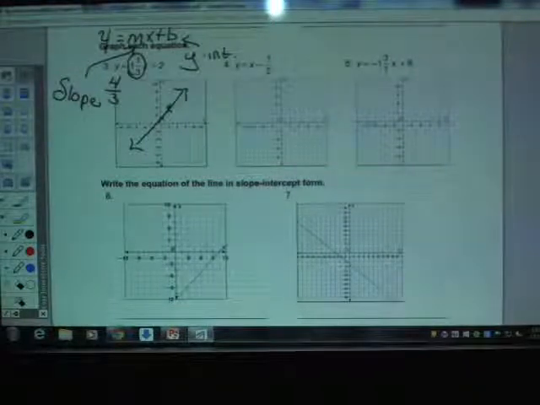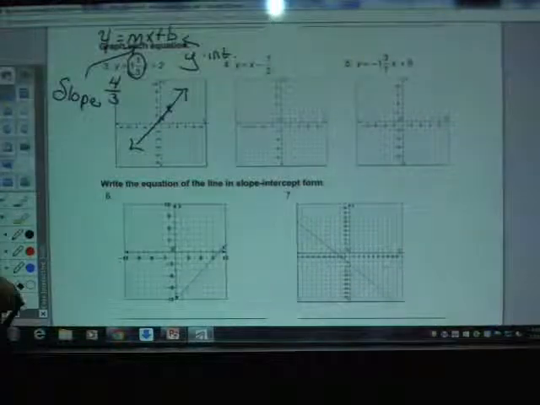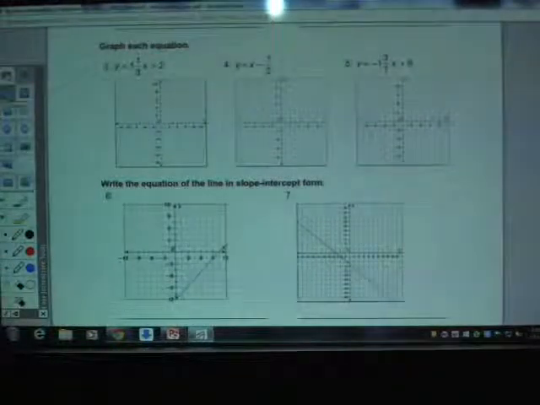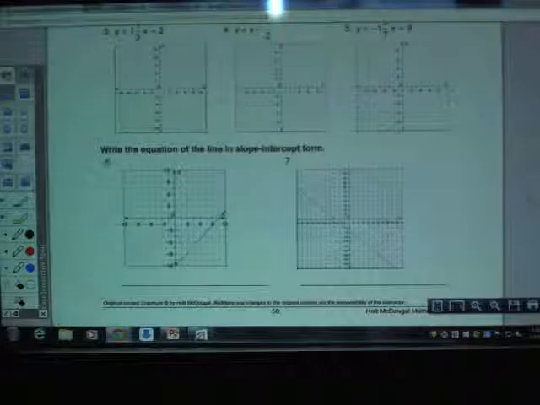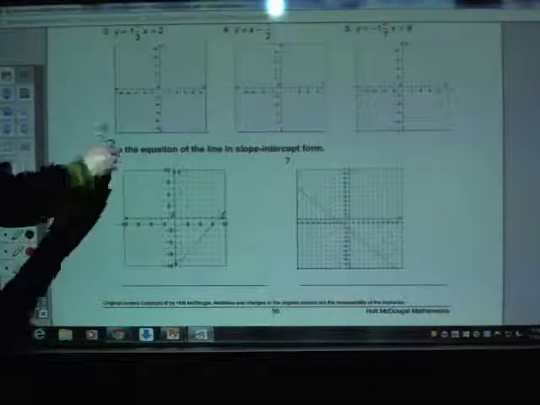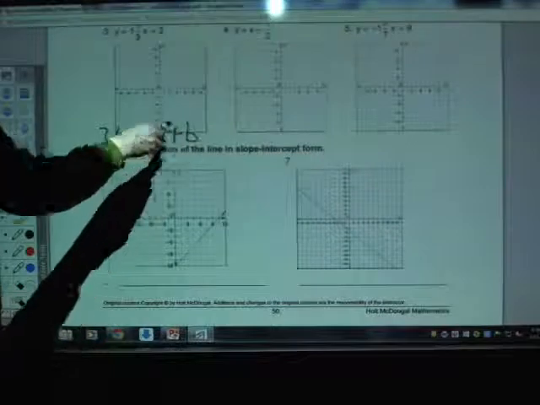All right, let's go ahead and take a look at the concluding questions here, 6 and 7, where they're asking me to write the equation of the line in slope-intercept form. So, let's look at number 6. All right, we need that general equation again, y equals mx plus b form. And again, I need 2 components. I need to calculate the slope, and I need to tell you where it crosses over the y-axis in order to be successful here. Again, that is m and b in the equation.